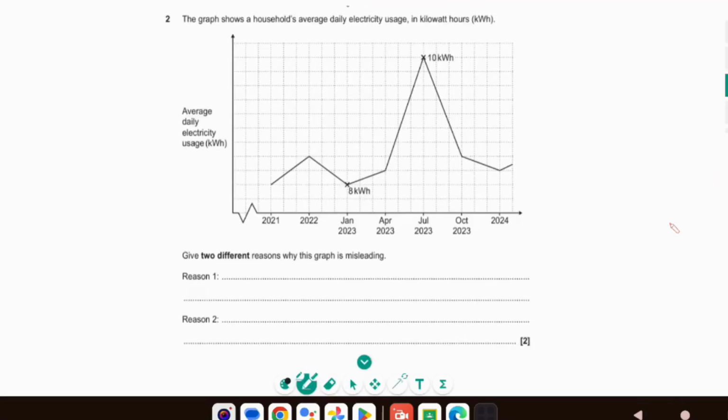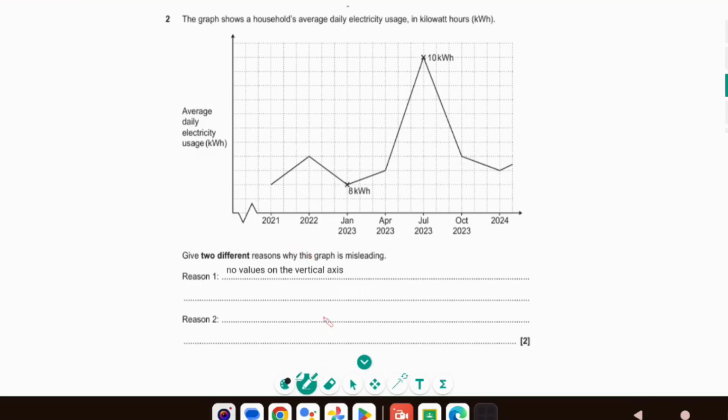Question 2. The graph shows a household's average daily electricity usage in kilowatts per hour. Give 2 reasons why this graph is misleading. I can see straight away there are no values on the vertical axis. That's one of your reasons.